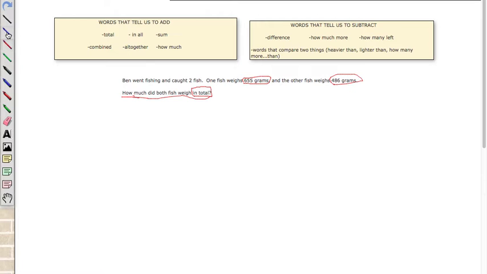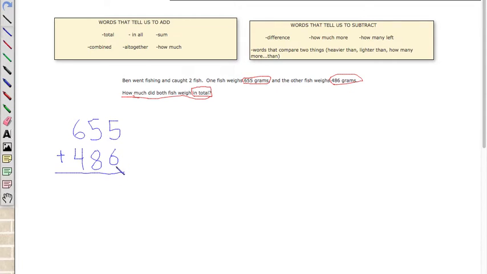So let's take our two numbers and add them up. So we have 655 grams, and we're going to add that to 486 grams, and I'm going to make sure that my place values are all lined up. I don't want to be adding the wrong place values together. And because of the word total, we are going to be adding these two numbers up.